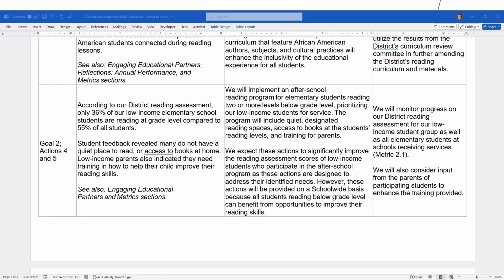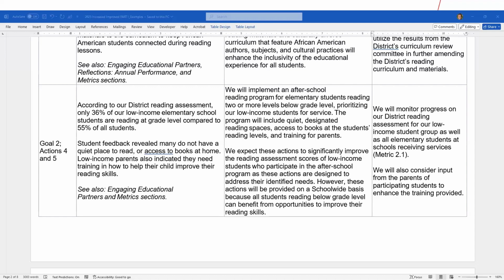And these actions directly relate to the needs identified in the identified needs column. Students are reading below grade level, they need quiet places and access to books, and parents need training, right there. And then that next paragraph is explaining why we're providing this on a school-wide basis. We expect these actions to significantly improve the reading assessment scores of low-income students who participate in the after-school program, as these actions are designed to address their identified needs. However, these actions will be provided on a school-wide basis because all students reading below grade level can benefit from opportunities to improve their reading skills, okay?